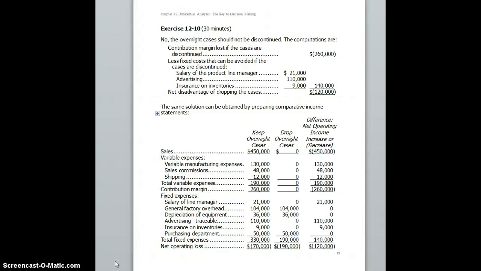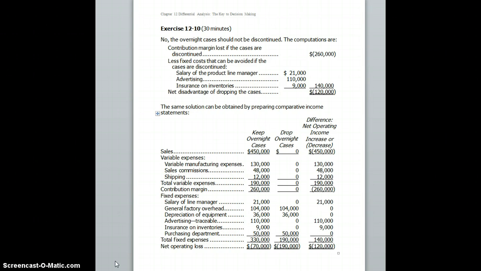We will now begin our discussion of exercise 12-10, dropping or retaining a segment, which is on page 560. This exercise involves the Dexter Products Company, which manufactures and sells a number of items, including an overnight case. The company's been experiencing losses on the overnight case for some time now, and you can see the contribution format income statement on page 560, which shows that for the quarter ended June 30th, Dexter has a $70,000 net operating loss on their overnight case product line.